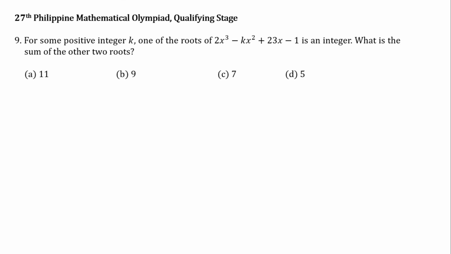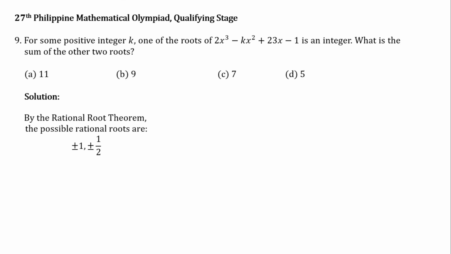By this theorem, the potential rational roots are plus minus 1 and plus minus 1/2. But since the problem states that one of the roots is an integer, we just have to test plus minus 1. So either 1 or negative 1 is a root of 2x cubed minus kx squared plus 23x minus 1. Now let's apply the remainder theorem.